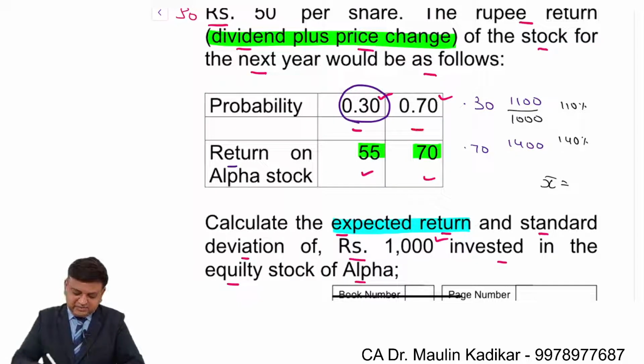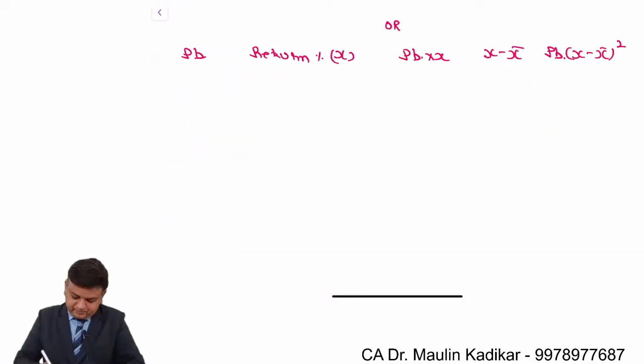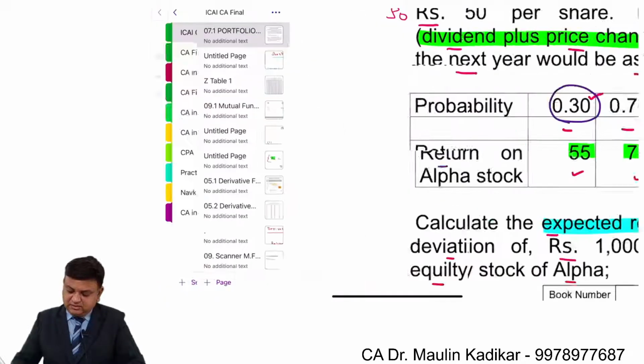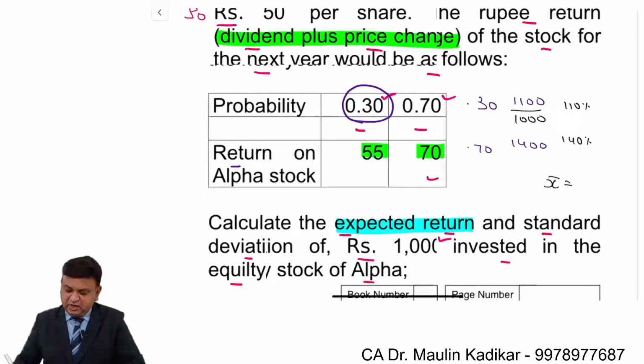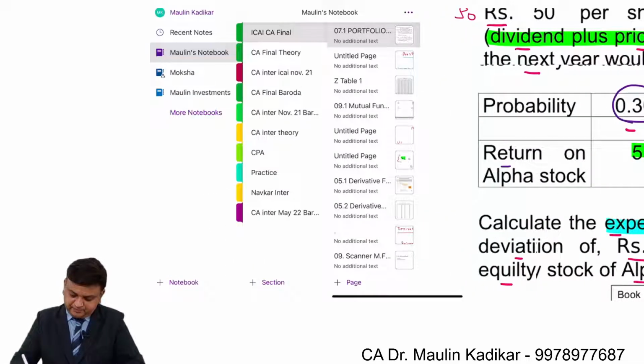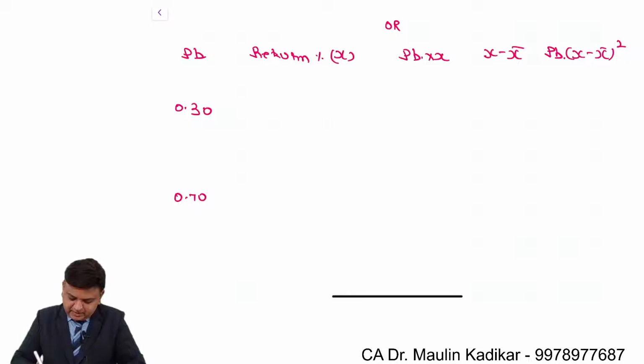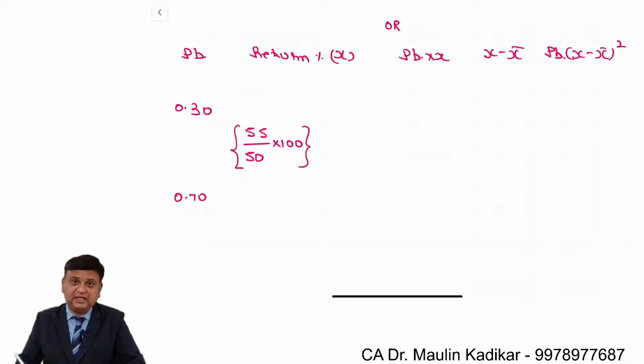So 30% and 70%, 0.30, 0.70. As far as the return is concerned, it is 55 upon 50, into 100. In that case, the answer comes to 110%.